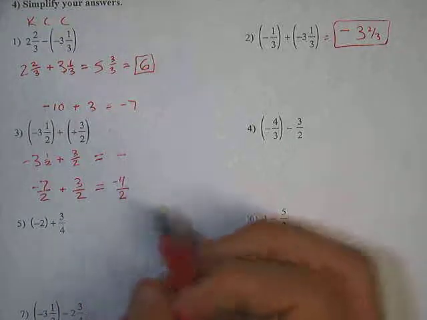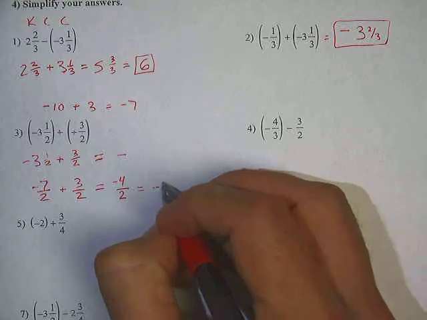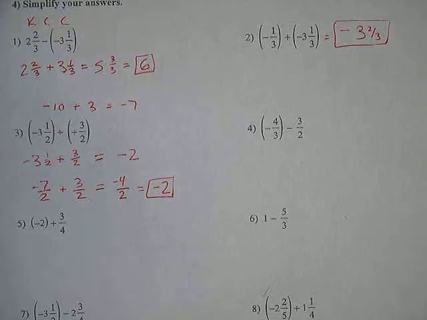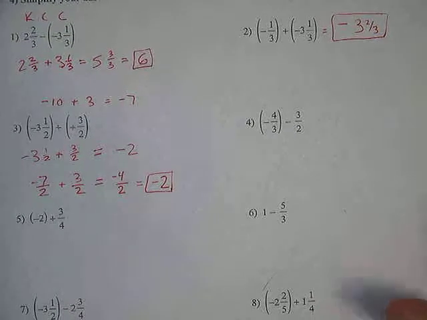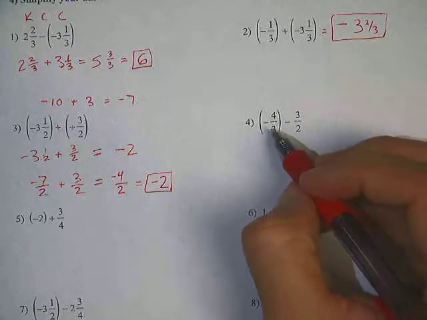So negative 7 plus 3, that's negative 4. Right? 3 positives cancel 3 negatives. I'm left with 4 negatives. And then I would simplify this answer. So my final answer here is negative 2. I can put it up here because that's what I was doing up there.